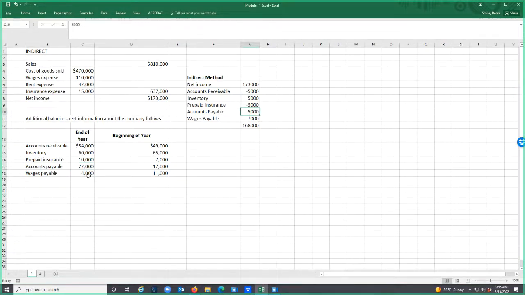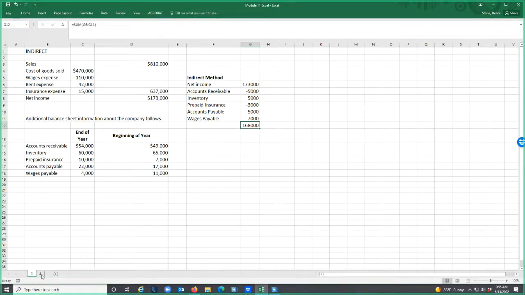And then the wages payable, at the beginning of the year we had 11,000. At the end we had 4,000. So we paid more of them. So that is a $7,000 decrease, which is 11,000 minus 4,000. So when I add all that up, I get 168,000. Now you'll have different numbers, but that's how it's done.